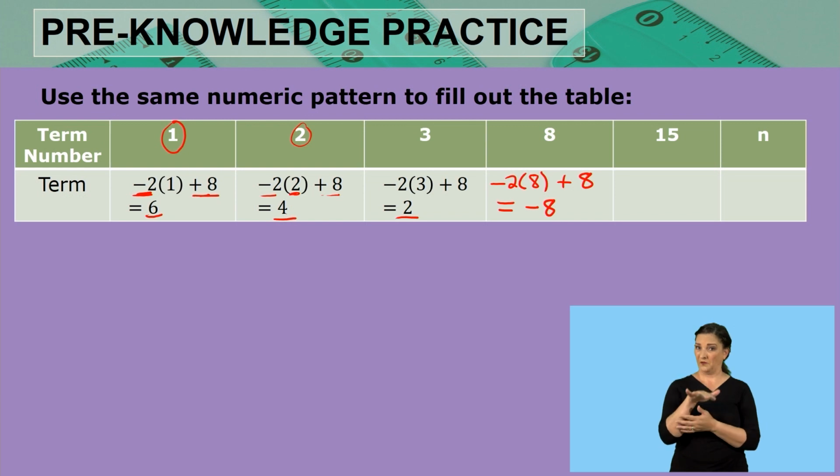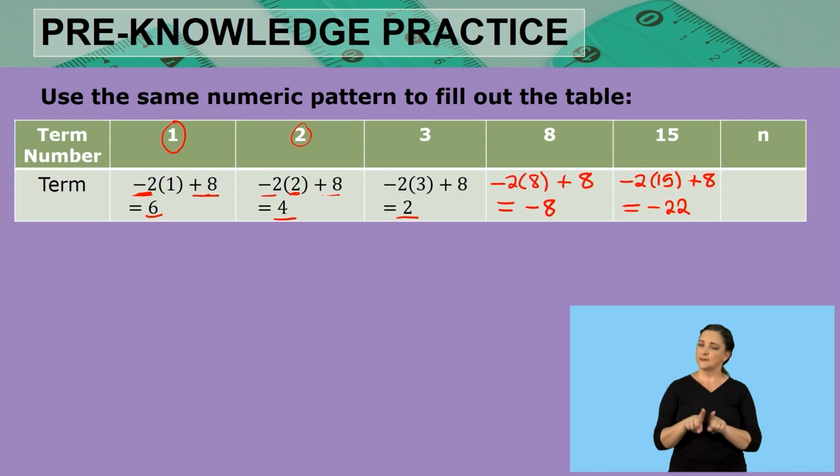What about the 15th term? That is going to be a negative 2 multiplied by 15, and when we add 8, what answer are we going to get? If you are having a negative 22 as your answer, then you are absolutely correct.